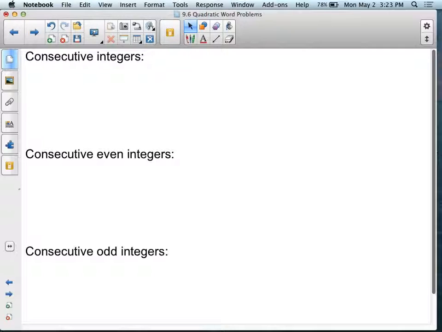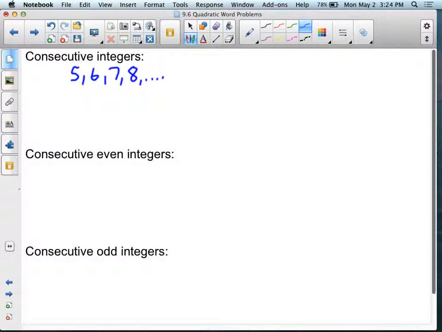Okay, there's things that we do in math called consecutive integers. There's a special type of a man-made math problem that involves consecutive integers. So let's talk about what they are. Consecutive meaning coming one right after another. So maybe some consecutive integers, if we started with, say, 5, the next one would be 6, and then 7, and then 8, and so on.